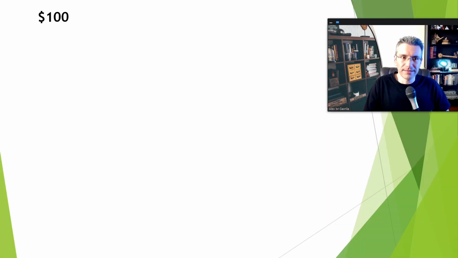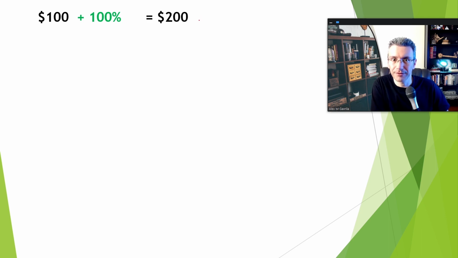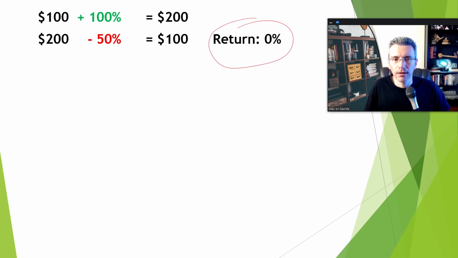All right, so let's start with something very basic. Let's say you have $100. That $100 goes up by 100%. So 100% of $100 is another $100. 100 plus 100 gives you $200, right? So far, so good. Okay, now you take the $200 minus 50%. 50% of $200 is $100. 200 minus 100 gives you 100. Net return, 0.